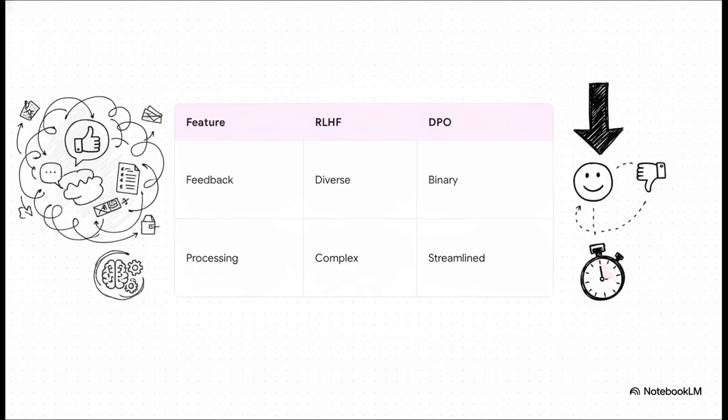But to be clear, DPO isn't some magic bullet that completely replaces RLHF. They each have their own place. DPO is incredibly streamlined and way less prone to reward hacking, which makes it much faster. But it relies strictly on binary preferences. RLHF, on the other hand, can handle incredibly diverse, really messy formats of feedback, like numerical ratings or textual corrections, and it remains highly efficient for handling massive distributed datasets. Ultimately, the engineering choice just comes down to the specific needs of the model being trained.